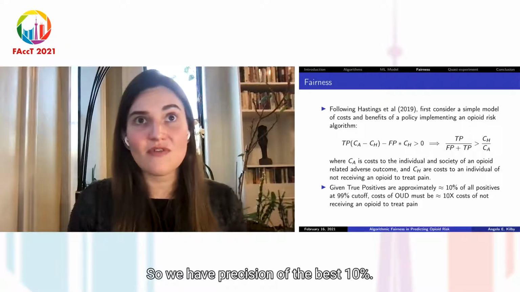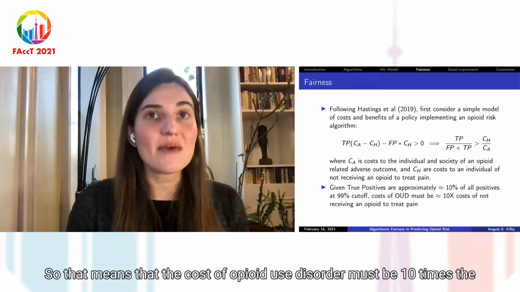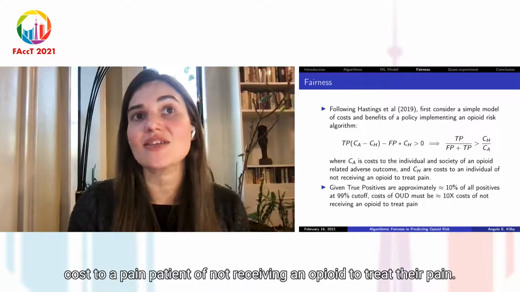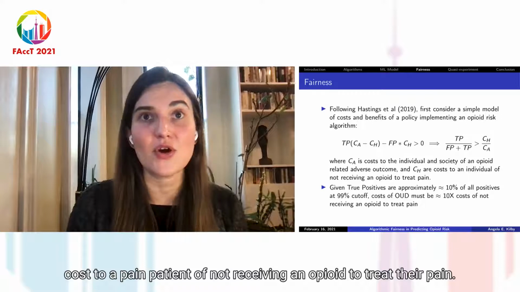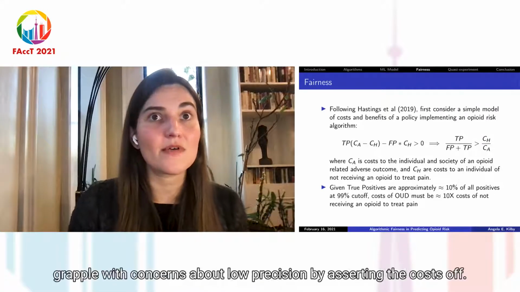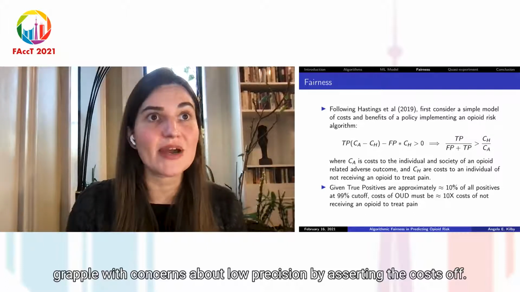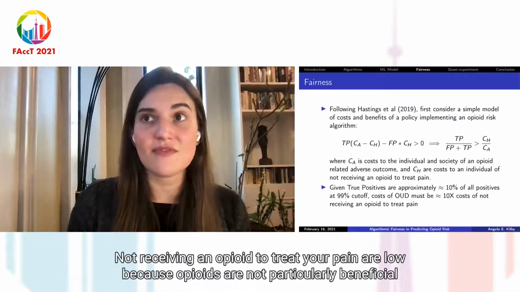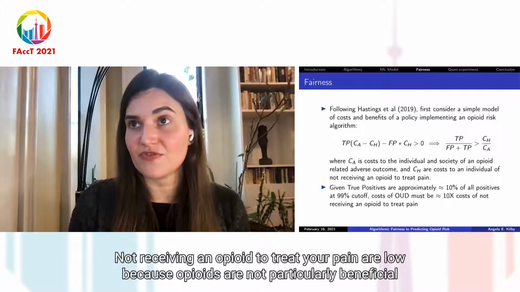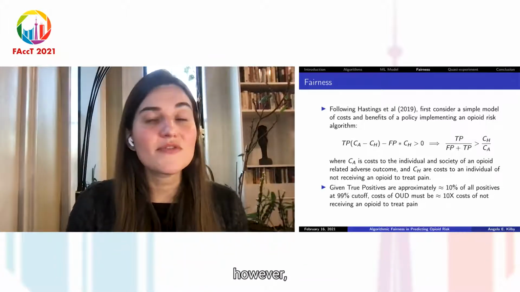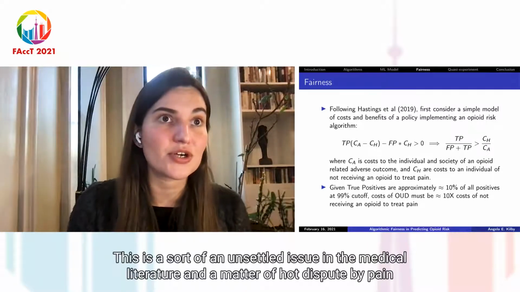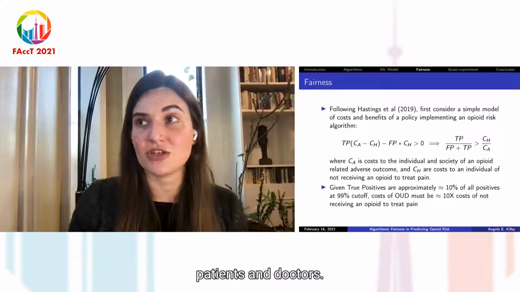So we have precision of at best 10%. So that means that the cost of opioid use disorder must be 10 times the cost to a pain patient of not receiving an opioid to treat their pain. A lot of papers, including that paper, grapple with concerns about low precision by asserting the costs of not receiving an opioid to treat your pain are low because opioids are not particularly beneficial in the treatment of pain. However, as detailed in the intro, this is an unsettled issue in the medical literature and a matter of hot dispute by pain patients and doctors.